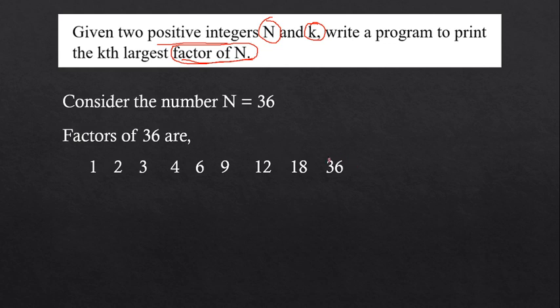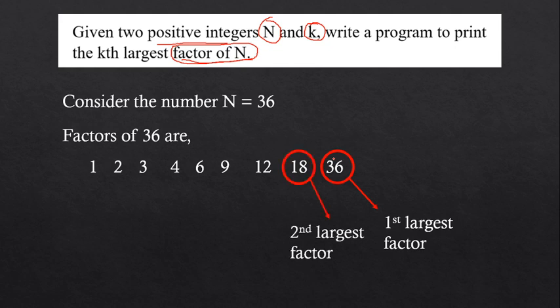Now, what is this 36? This 36 is nothing but the first largest factor. This is the largest factor, which is the first largest factor. If I arrange them in descending order, this will be the first largest factor. Then what about this 18? 18 will be the second largest factor, right? And what about this 12? 12 will be the third largest factor. And the series goes on. Can you understand this? When you consider all the factors, the first largest factor is 36, the second largest factor is 18, and the third largest factor is 12. This is how the series is going to continue.